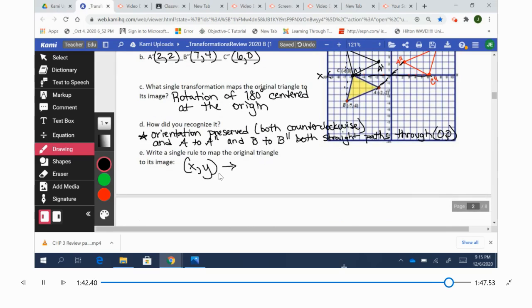Okay. Single rule. If you notice, it's the same exact numbers, but the opposite sign. So (x, y) went to (negative x, negative y). They were negatives originally, and then they became positives. We do that by multiplying by a negative. All right, so that should be it for page 2 of the chapter 3 review packet.